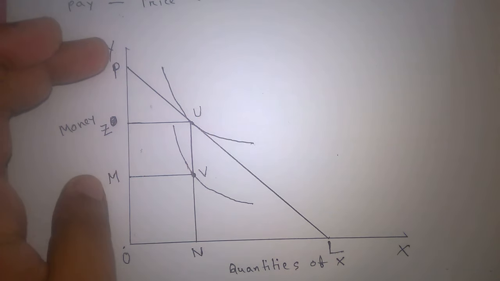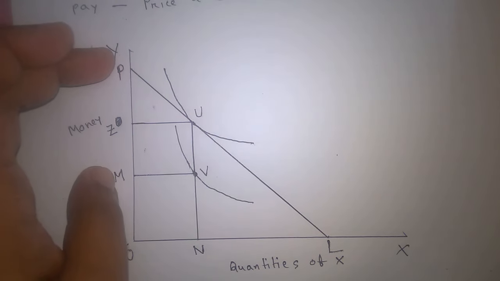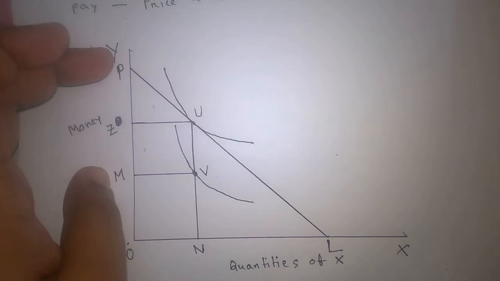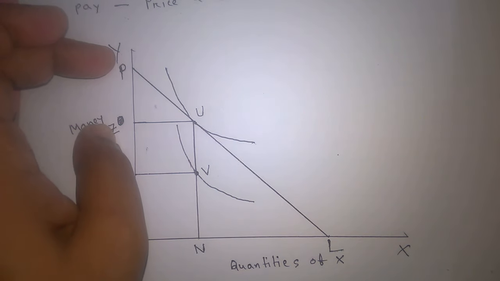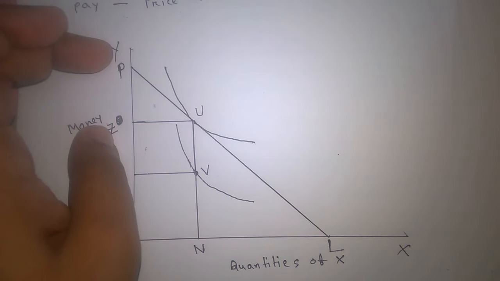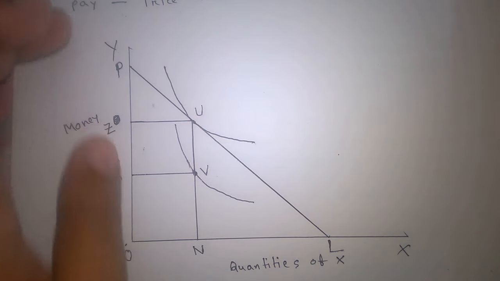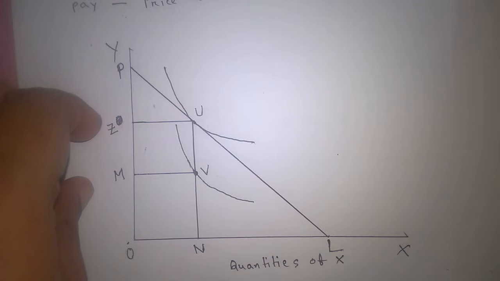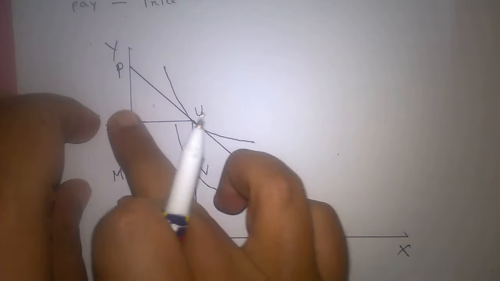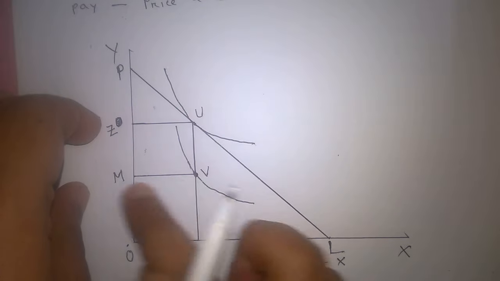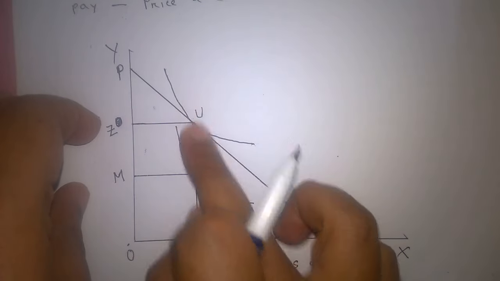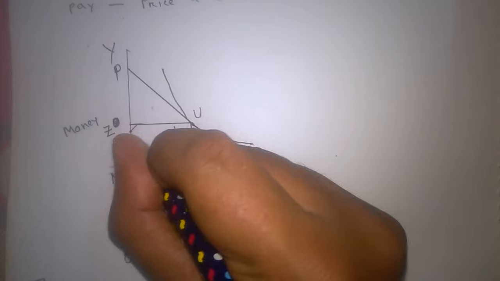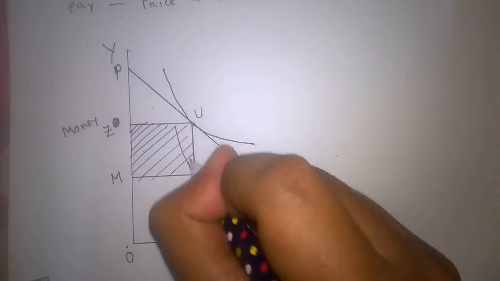You thought that the price would be PM, which means you are incurring PM amount of money, but now you are incurring only PZ amount of money. This is your cost right now. Which means you will have extra ZM amount of money in your pocket. So this area ZUVM, this area is your consumer surplus, which means you will have this extra or excess amount of money in your pocket.